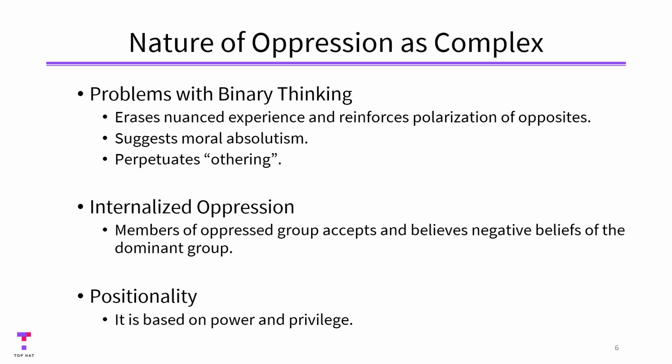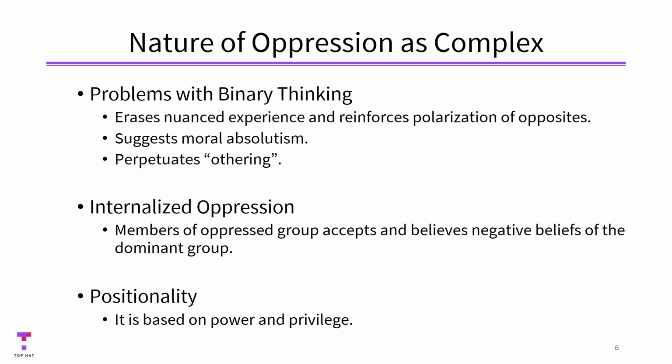So let's begin by looking at the nature of oppression as complex. One of the problems with oppression is that people often think you're either oppressed or you're the oppressor. And it's never that simple. That's called binary thinking. And the problem with binary thinking is it does something called othering. It creates us and them. It's a polarization of opposites. And the problem with that is that this experience of oppression is way too nuanced an experience to be put into an either or kind of thinking pattern.